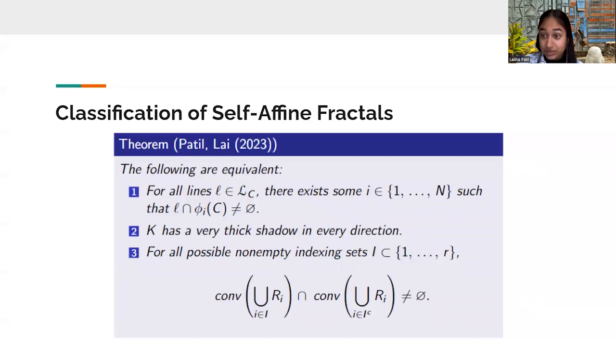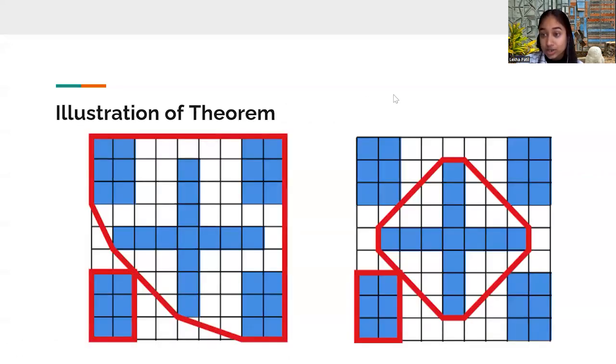To illustrate the theorem we developed, I'm going to focus on this third condition. We know our corner and cross fractal has very thick shadows in every direction because for any subset that I take, the convex hull of the remaining subset will intersect the convex hull of the initial subset. For instance, I took the convex hull of this rectangle and it intersects the convex hull of the remaining rectangles in the cross. This is true for any possible subset I take because it always reduces to the convex hull of one of these rectangles and the convex hull of a cross, and there will be this intersection right here.